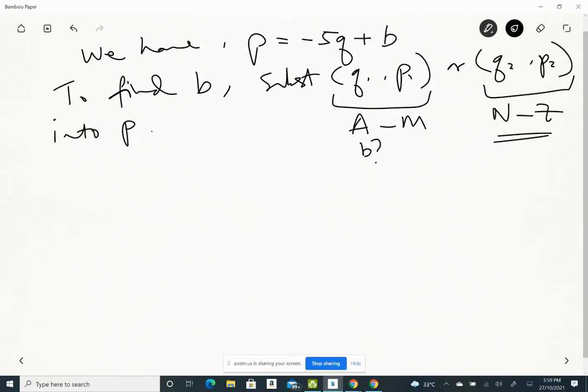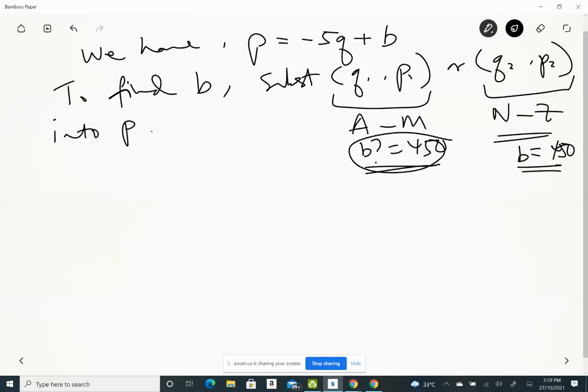How much do you get for B? 450. What about if you put the second point? Same thing. So make sure you work on your own. Don't look at the book. The book has already been given to everyone. So you should get 450.